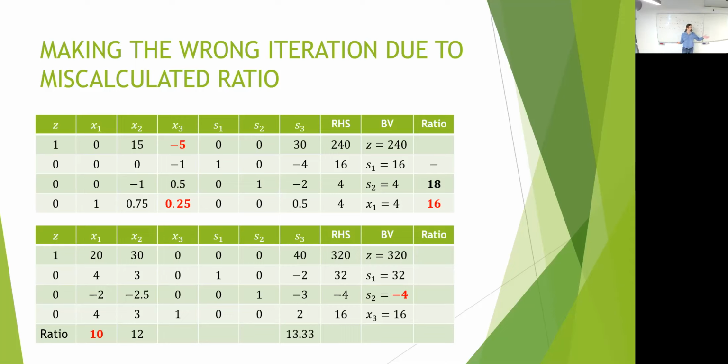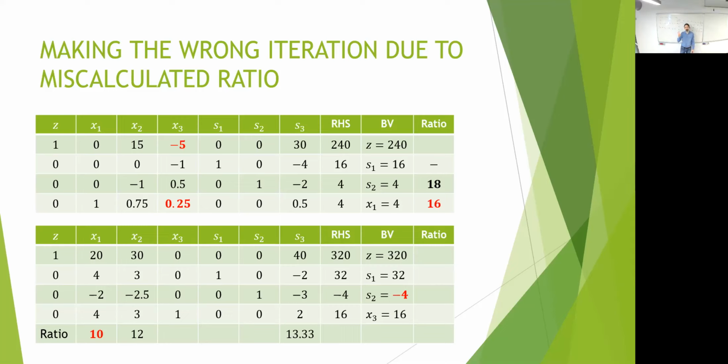We make the iteration. We find a z value of 320. The optimal solution had a z value of 280, I don't know if you remember it. Instead of 280, we have found 320, a bigger solution. But we have a negative right-hand side value, -4 for S2. So we have made a mistake. In normal simplex, we should have found something like this, but we have found a negative right-hand side value.